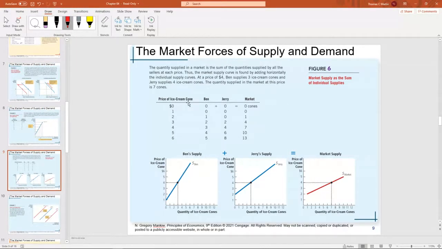Just like we did with the demand curve, we just add the supply up, 0, 1, 2, 3, 4, etc. to 13, and that creates this market supply. Don't let them trip you up on the test. If they want market demand or market supply and they give you a schedule, just add them up. That's all you have to do.